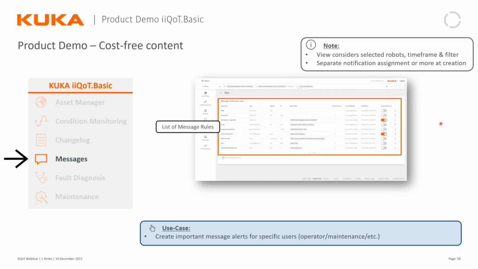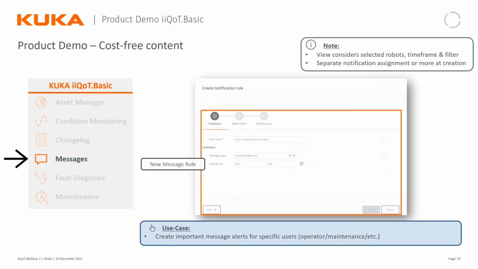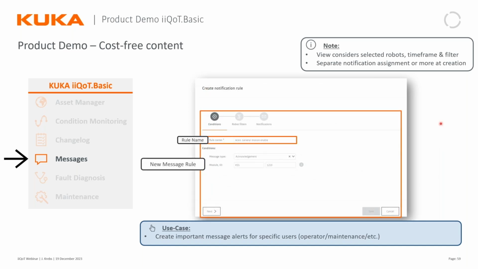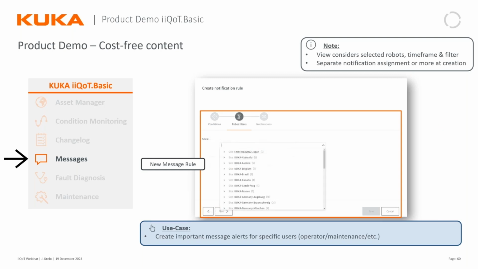Set the notification rules. This looks similar to the condition monitoring part. It is exactly the same layout, same functionality. I do have, again, a set of notification rules for messages. I can subscribe or unsubscribe. If I don't find what I'm looking for, then I create new rules. That looks fairly simple. I basically name my conditions, tell it what I want to look out for. Then I have to tell iQT what kind of robots I want to focus on in particular. If I don't select anything, I mean all robots.